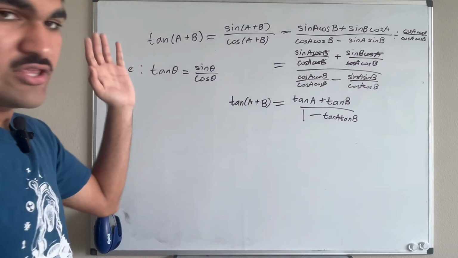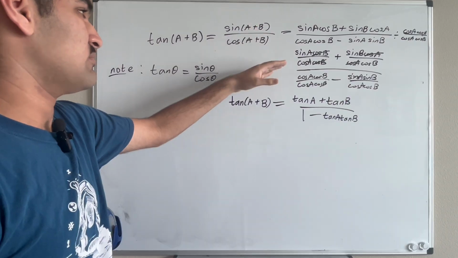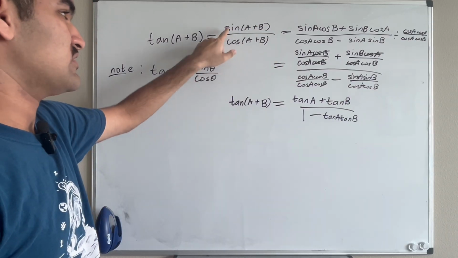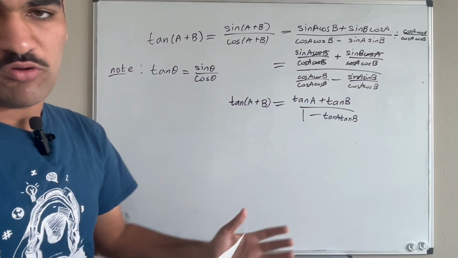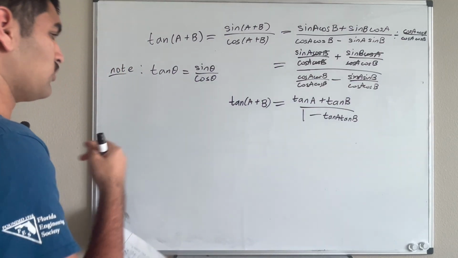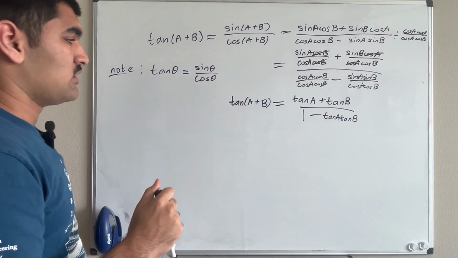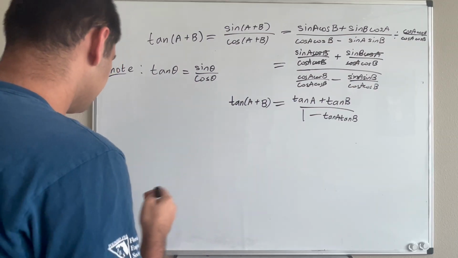And once again, I'll let you guys derive the identity for tangent of a minus b. It's a very similar setup, except you do use identities for sine of a minus b over cosine of a minus b, and you just follow as normal. All right, cool. So those were the identities for the sum and difference. So now let's derive the ones for double angle.